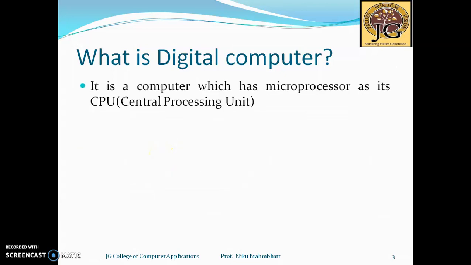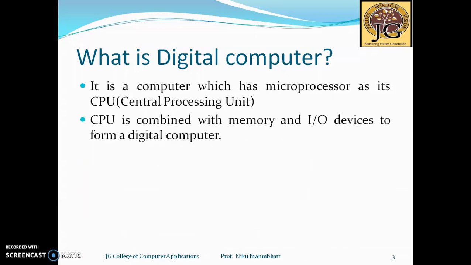So we can say a digital computer has a microprocessor as its CPU, which means central processing unit. It is combined with memory and I/O devices to form a digital computer. So you can say that a digital computer has a microprocessor as its CPU, which is combined with memory and input output devices, and it forms a digital computer.